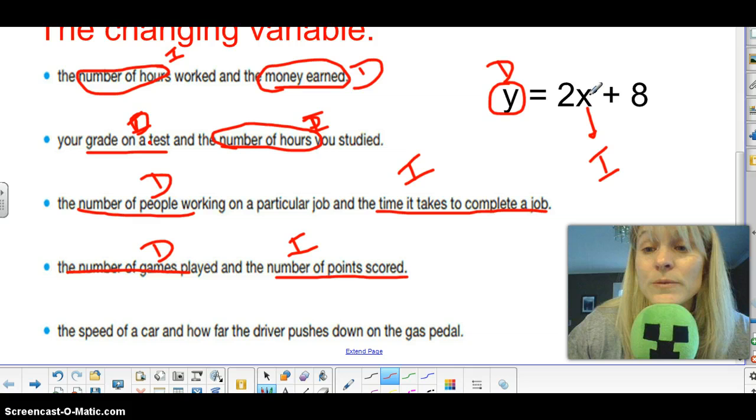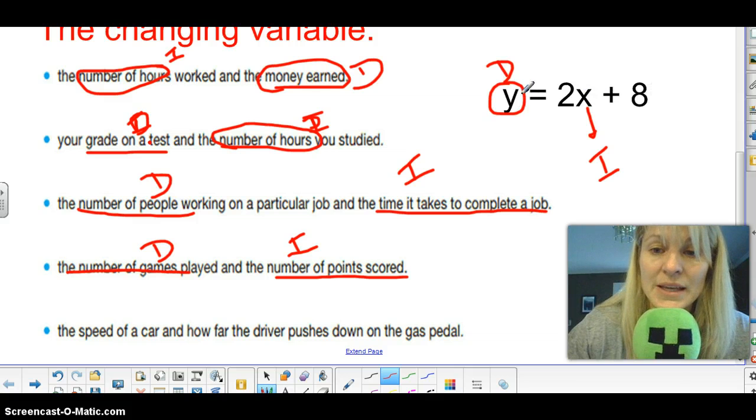If I plug in 1 for x, then my y is going to be 10. It's dependent on this number. But if I pick a different value for x, if I pick 4, 4 times 2 is 8 plus 8, now y would be 16. So y is dependent on the x, which is the independent value.